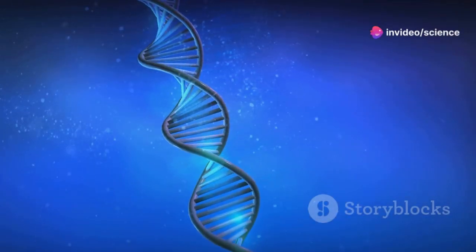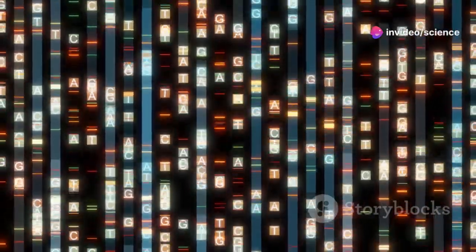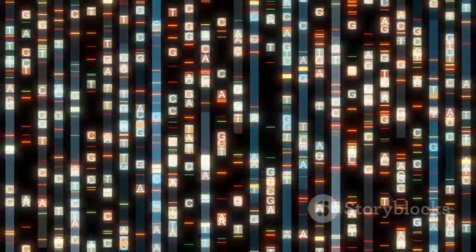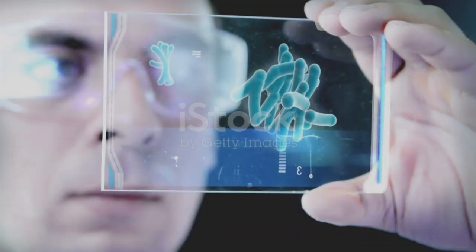Imagine DNA as a winding staircase. Each step is made of nucleotide pairs. The sequence of A, T, G, and C forms the genetic code. This code is universal, used by all living organisms.